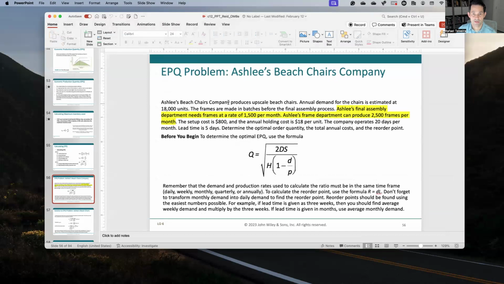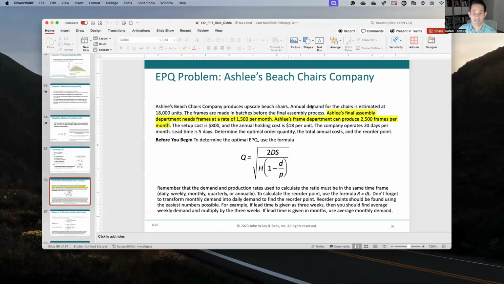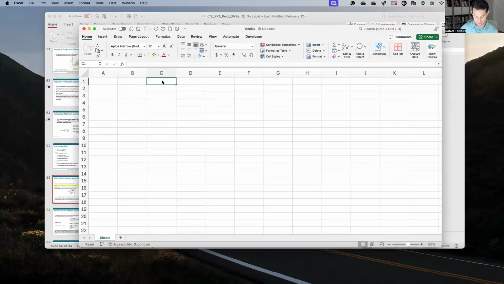Ashley's Beach Chairs Company produces upscale beach chairs. Annual demand for chairs is estimated at 18,000 units. So that's my capital letter D, 18,000 units per year.